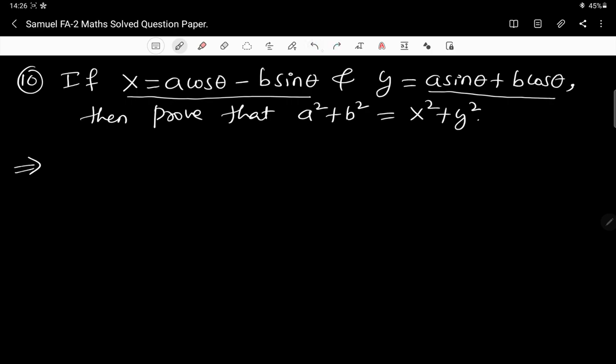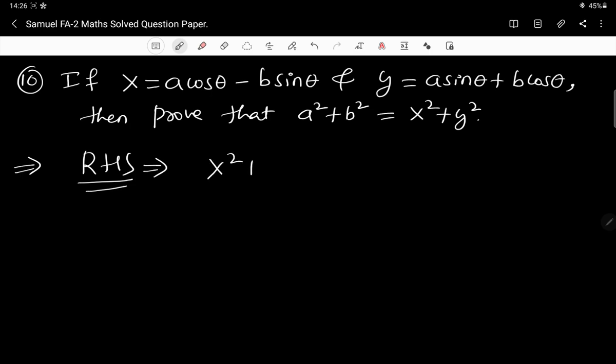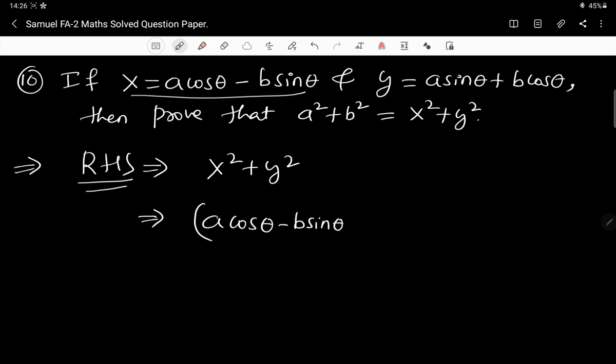So let us start this answer from RHS. Every time we start it from LHS, no? But this time let us start it from RHS and let us reach LHS, then also it becomes correct. So what is RHS? x square plus y square. So what is this x square? X is given, that is a cos theta minus b sin theta, then whole square.